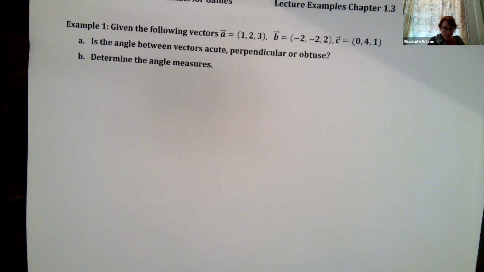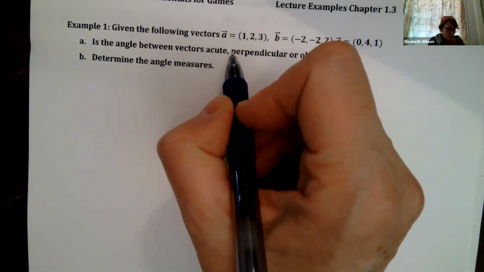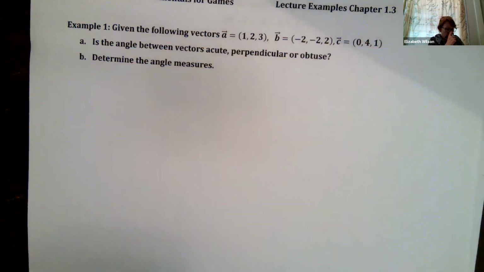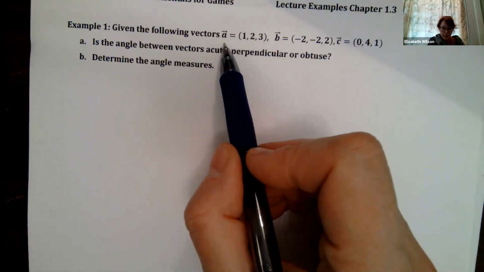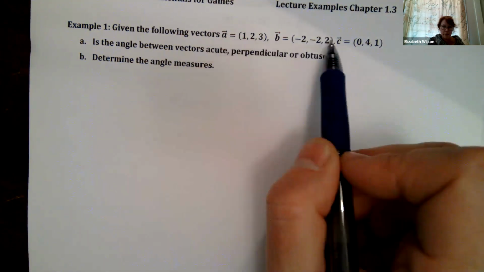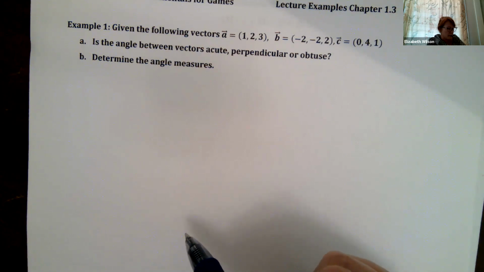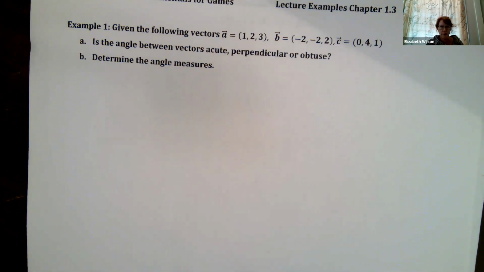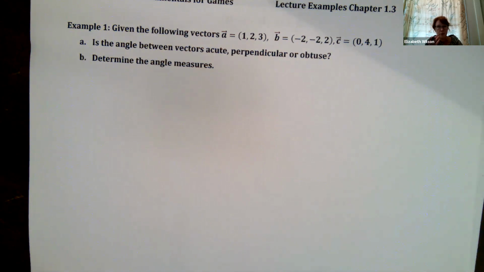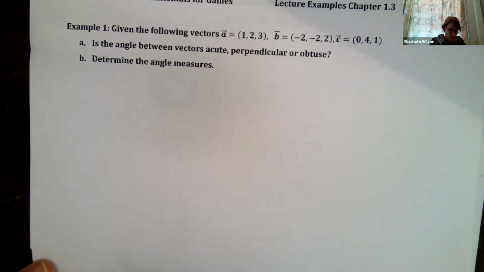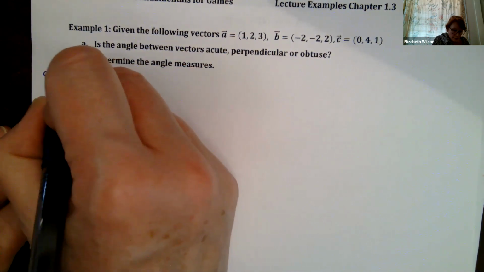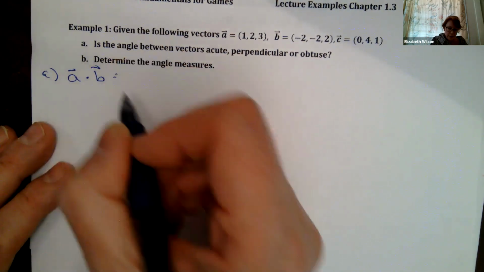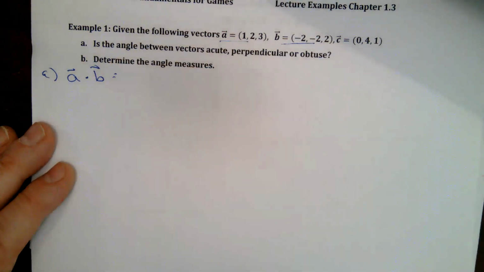Okay. So we've got these following vectors here, A, B, and C. We want to find out, we're going to do vector pairs, A to B, A to C, and B to C. So we're going to take the subsequent dot products, and we're going to find out if the angles between them are acute, perpendicular, or obtuse, and then what the angle measures are. Let's do part A first. So I'm going to do A dot B. I'm going to take the dot product of these two vectors here.